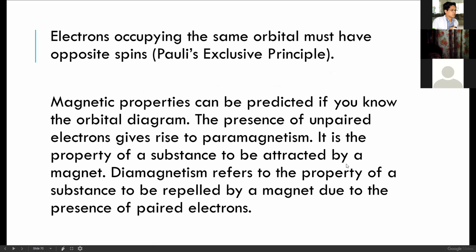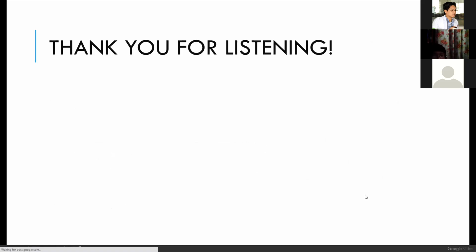Electrons occupying the same orbital must have opposite spin. That's Pauli's exclusion principle. The magnetic properties can be predicted if you know the orbital diagram. The presence of unpaired electrons gives rise to paramagnetism. It is the property of a substance to be attracted by a magnet. Diamagnetism refers to the property of a substance to be repelled by a magnet due to the presence of paired electrons.